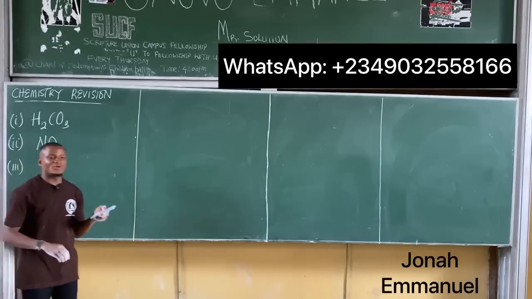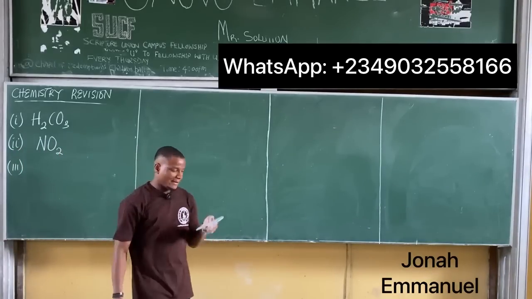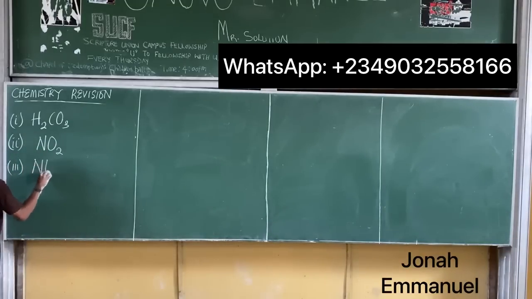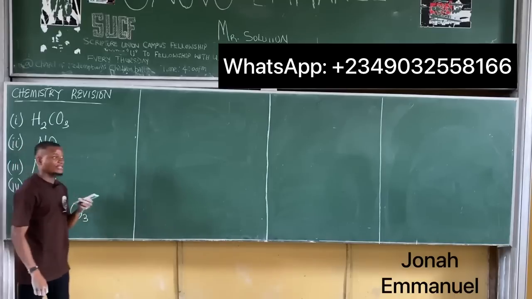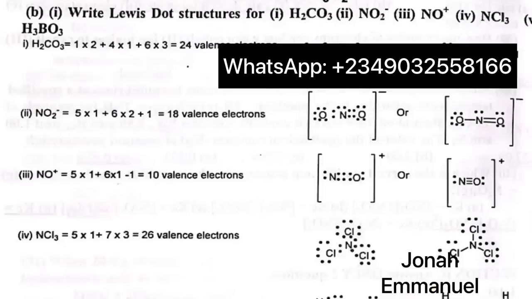3. These things are so tiny. I'm not sure there's a dot. It's just so tiny. But let's just hope that what I'm having here is NO plus. 4, NCl3, 5, H3BO3. All right. What is the structure for this?